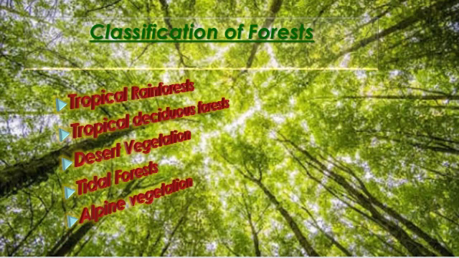Alpine vegetation. Alpine or mountain vegetation is distributed according to altitude as the temperature decreases with increase in altitude. The Shivalik or the foothills of the Himalayas are covered with tropical deciduous forest in which sal is the most important tree.